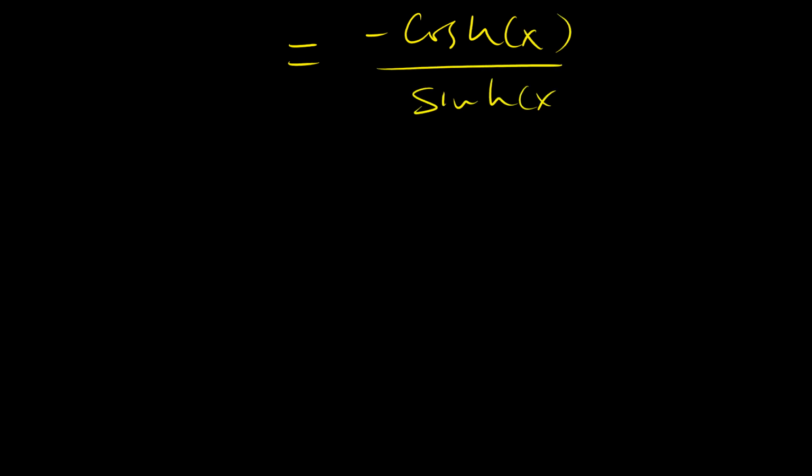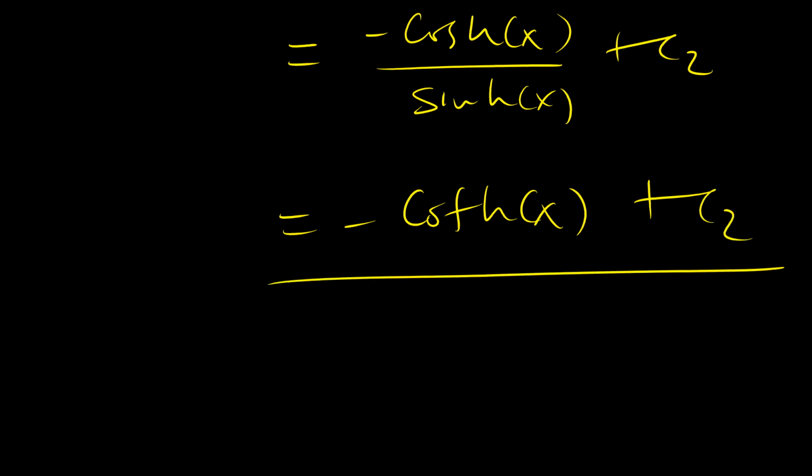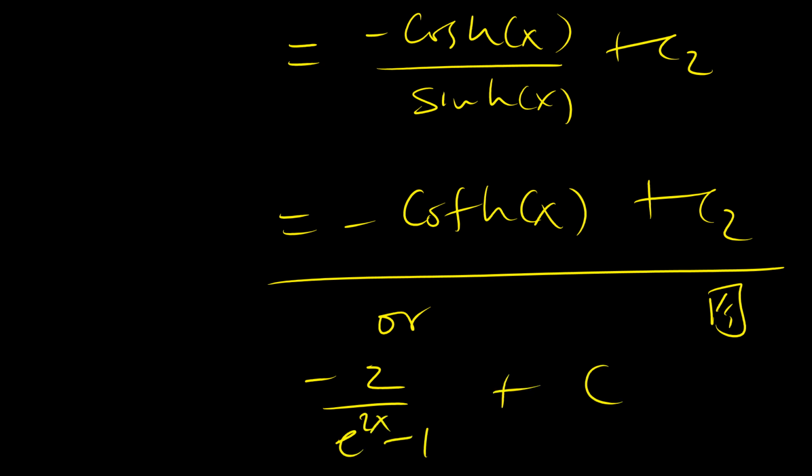Since our integral is cosh, or hyperbolic cosine x, over hyperbolic sine x plus c2, this is the same as hyperbolic cotangent of x plus c2, and this is our answer. I mean, we could have also negative 2 over e to the power 2x minus 1 plus c, whatever. So whatever answer works for you is fine. There are just two ways to simplify it. Okay.